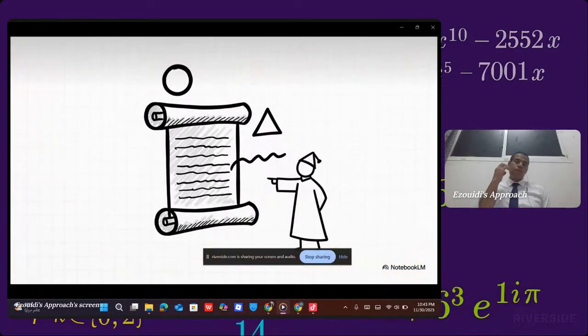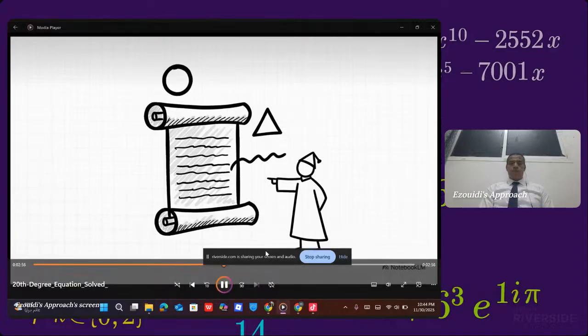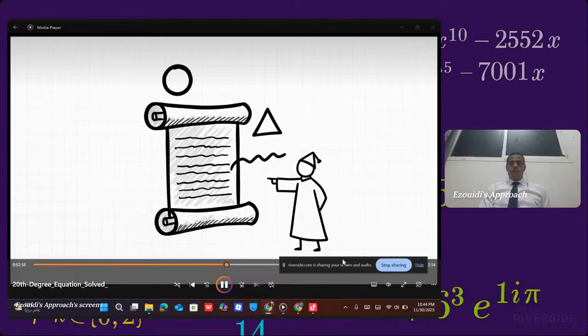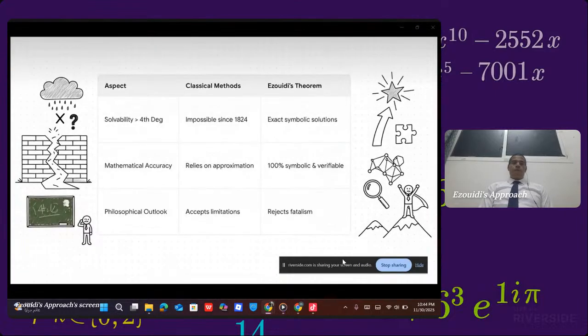The mathematician at the center of all this is Professor Murad Sultan Ez-Zuidi. He's put forward what he calls Ez-Zuidi's theorem, a method he claims can actually deliver the exact symbolic solutions that have been out of reach for centuries. And this chart just lays it all out so clearly. On the left, you've got the old way of thinking. Impossible, relies on guessing, just accepts the limits. But on the right, you have Ez-Zuidi's claim. Exact solutions, 100% verifiable accuracy, and a philosophical refusal to believe that any equation is truly unsolvable. It's a total shift in thinking.